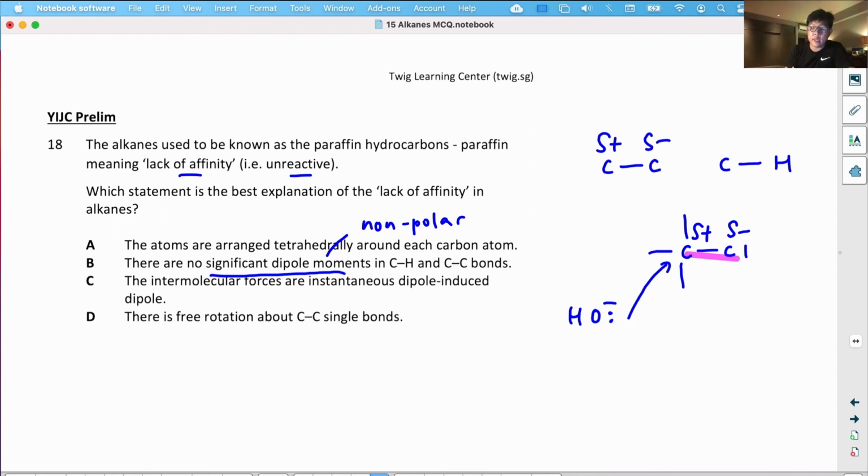But alkanes don't really have a polar bond, which means these carbon and hydrogen will not be easily attacked by nucleophiles or electrophiles, so they tend to be unreactive. So the answer is B. And yeah, we know that the C-H and C-C bonds are relatively strong too.